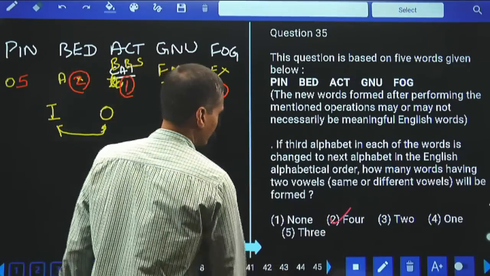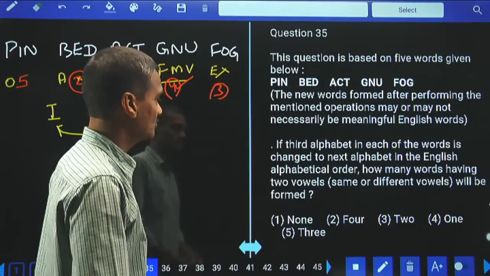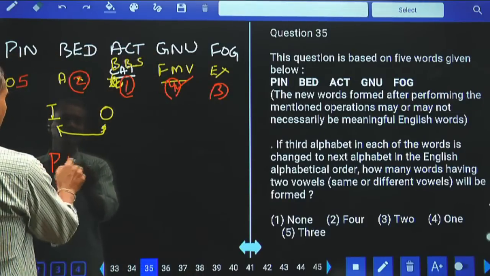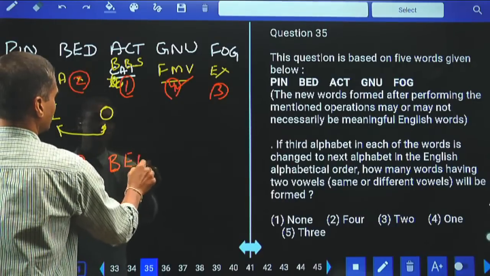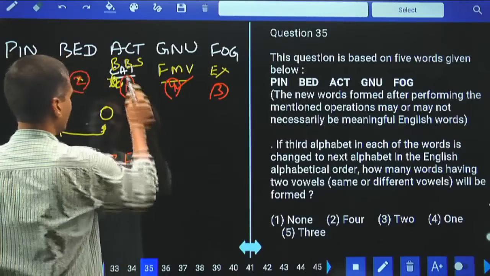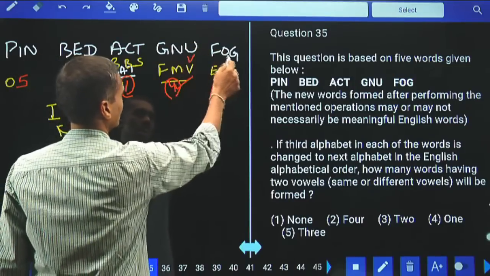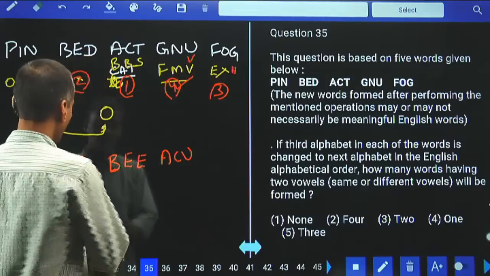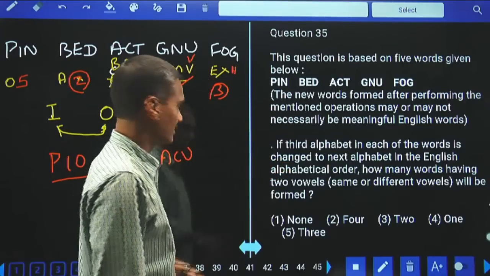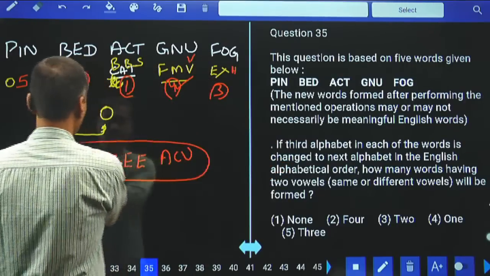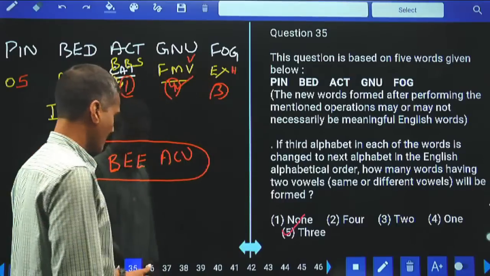Then coming to 35, if the third alphabet in each of the given words is changed to the next alphabet in English, how many words have 2 vowels? Third one, P-I-N becomes P-I-O. There are 2 vowels here. Now B-E-D becomes B-E-E, isn't it? The third letter is changed to the next letter, hence there are 2 vowels. Now A-C-T becomes A-C-U. And G-N-U becomes G-N-V, this is not a vowel. F-O-G becomes F-O-H, not a vowel. Hence, how many words? There are 3 words wherein we have 2 vowels: I-O, E-E, A-U. Hence 3, that is given in choice 5, question number 35.